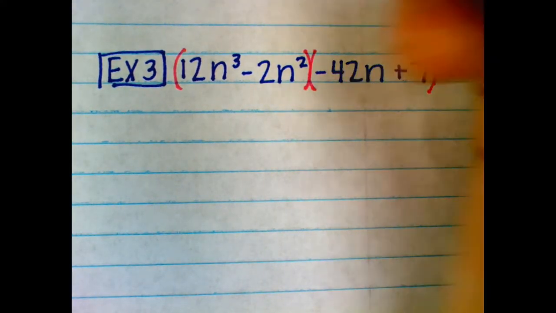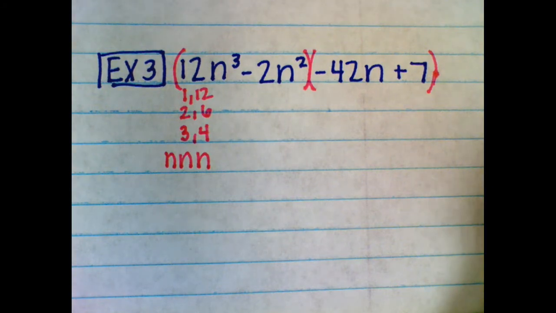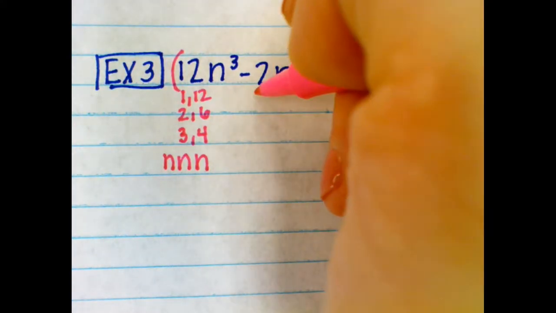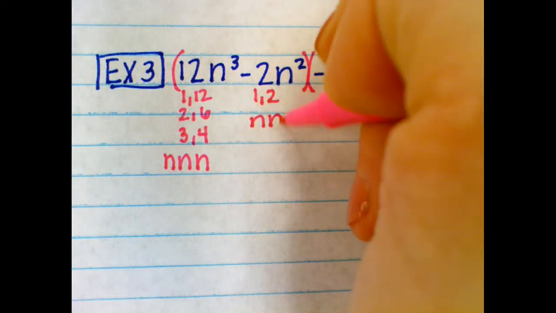Okay, here we go. Let's do our factors. 1 and 12, 2 and 6, 3 and 4. And this time I have 3 n's. So this one has the most we've had in a while. Oh, but then we only have 2, so that's just 1 and 2. There's no other factors, and I have 2 n's.